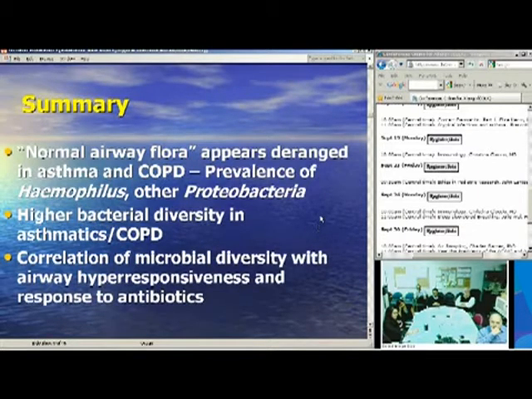So the summary that you could say from these still rather preliminary studies that are rather similar to each other, but definitely need more studies to replicate them and expand their findings, seem to imply that there is a normal airway flora, that there are bacteria that are commonly present there. They may not be easily culturable, but that normal flora may be deranged in people with asthma and COPD. There appears to be higher bacterial diversity in many patients with asthma and COPD.